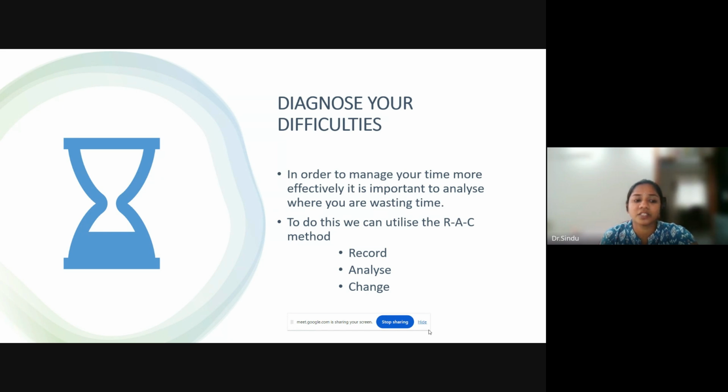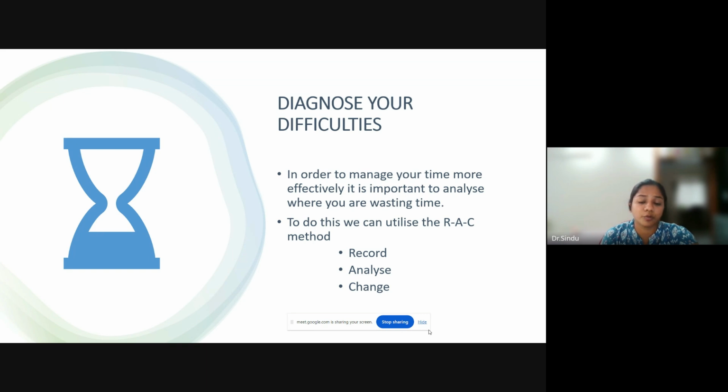So what are the time wasters in the RAC method? One very important one is social media and idle chatting, lack of focus on work, and there are different kinds of other social media networks too: WhatsApp, WeChat, Snapchat, Viber. These are all different kinds of idle chats. So you have to reduce these kinds of time wasters. Did you get my point? Any doubts on this?